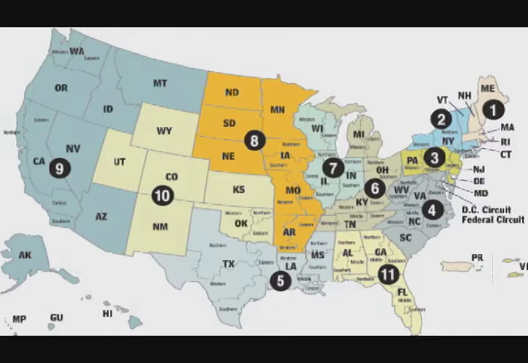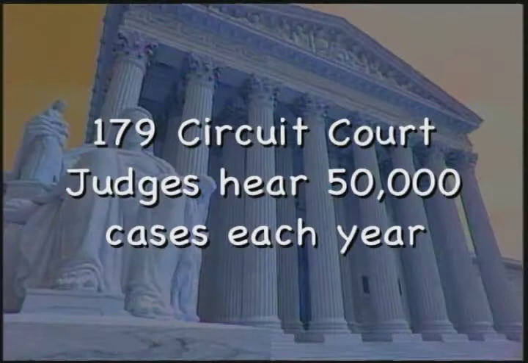Now, at this appellate level, there are 179 judges in the circuit court system. These courts tend to be comprised of a panel of three judges each, and each year about 50,000 cases will reach the circuit courts because the judges at that level have decided to grant the petition to review a case from the lower level. Now, nominations to judges in the district and appellate courts are made by the president with the advice and consent of the Senate.